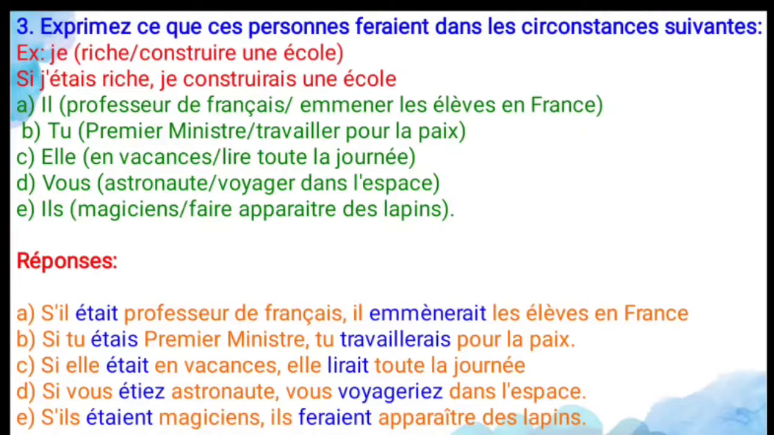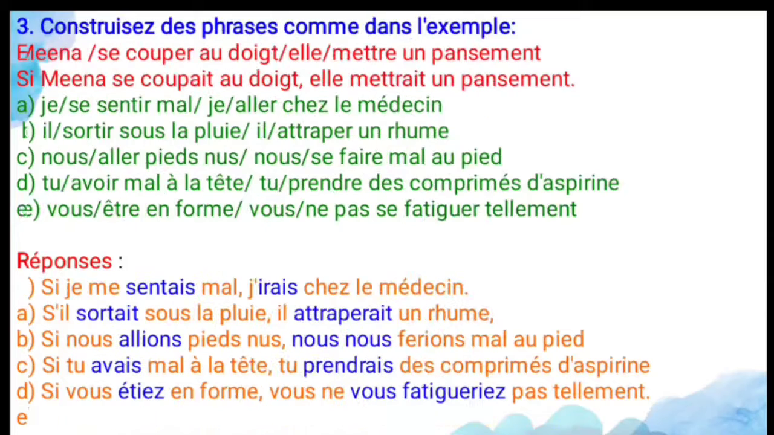They would make a rabbit appear. So this is all about the third exercise. And move to the fourth one, "constituer la phrase comme dans l'exemple". So construct the sentence as in the example. So Meena "se couper", it's a verb, to cut herself, "doigt", finger, and "elle mettre un pansement". So pansement is a bandage.